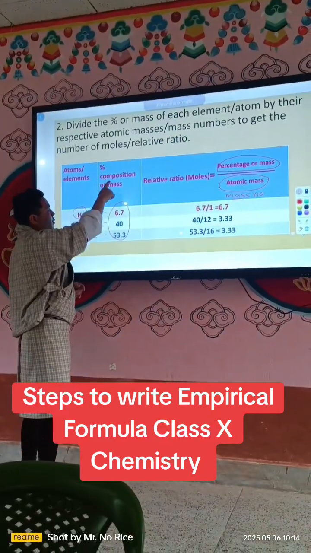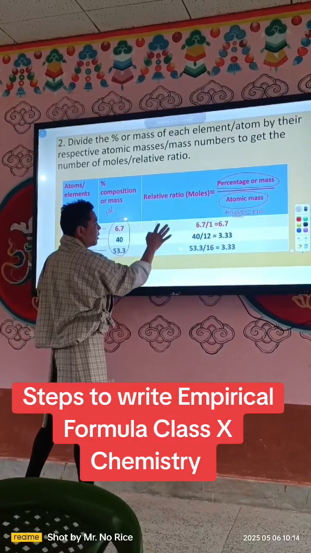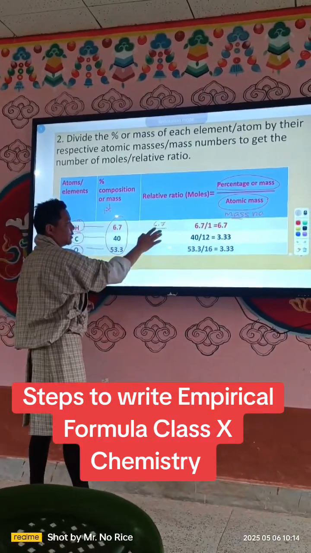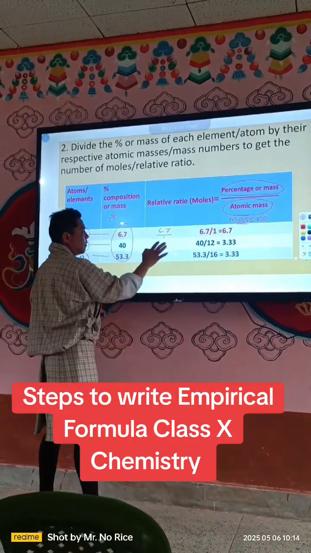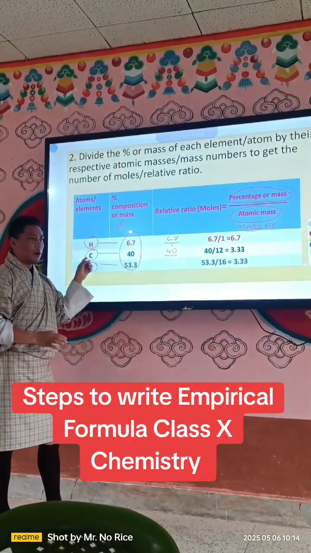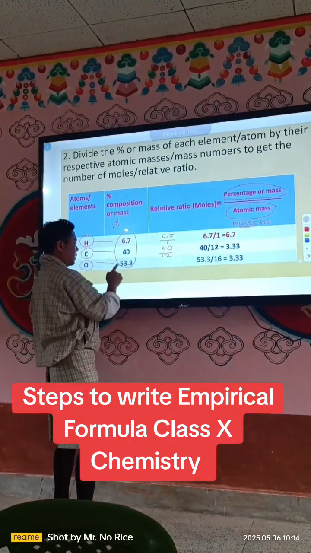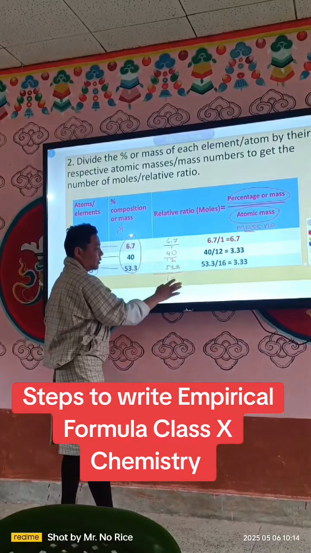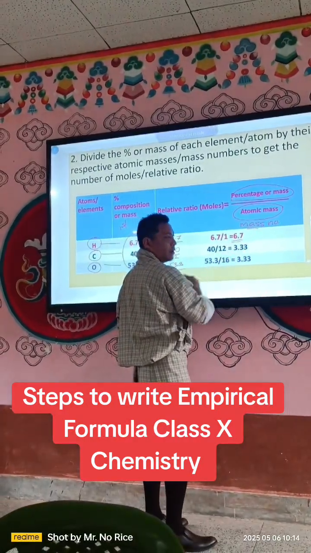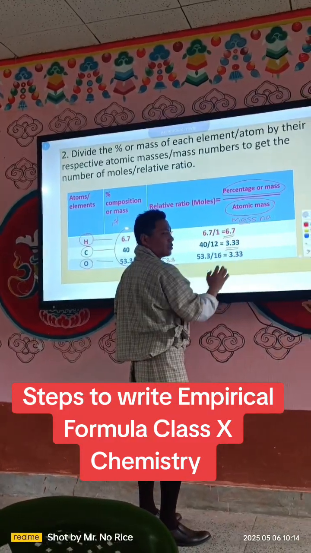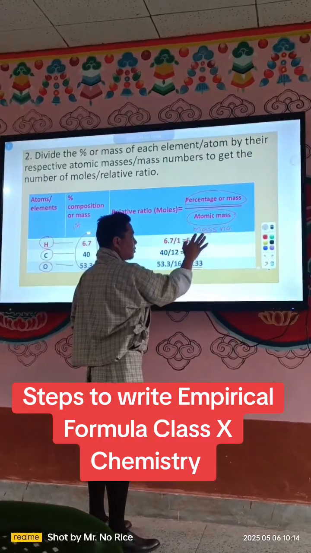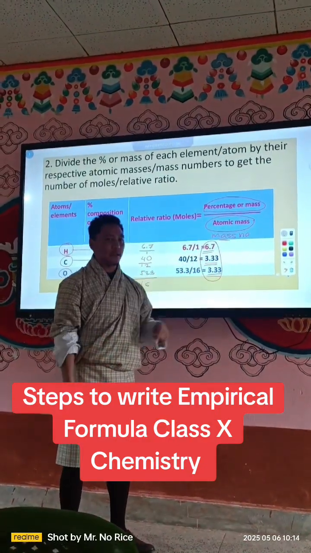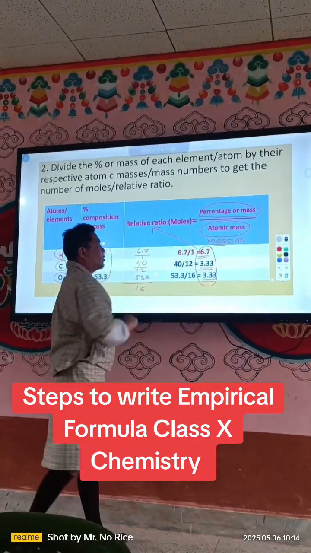Here, what is the percentage composition of hydrogen? It is 6.7, divided by the mass number. What is the mass number of hydrogen? It is 1. Then 40 divided by the mass number of carbon, 12. Then 53.3 divided by the mass number of oxygen, 16. So how many are you getting? 6.7, then 3.33, and 3.33. When you divide the percentage composition by their mass number, what do you get?